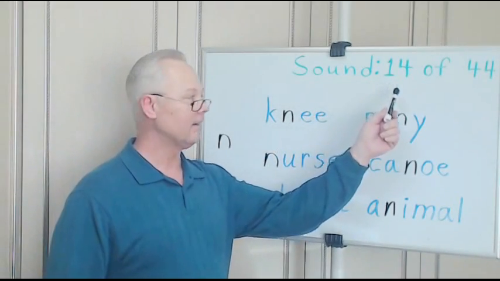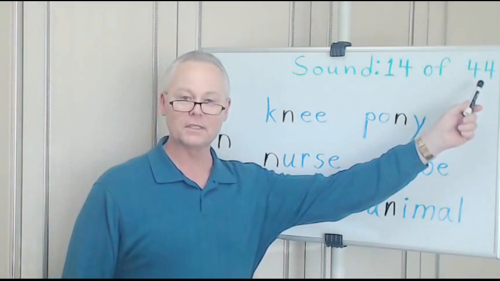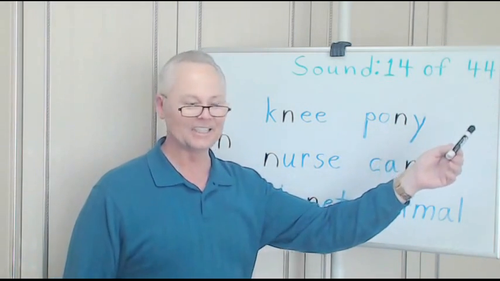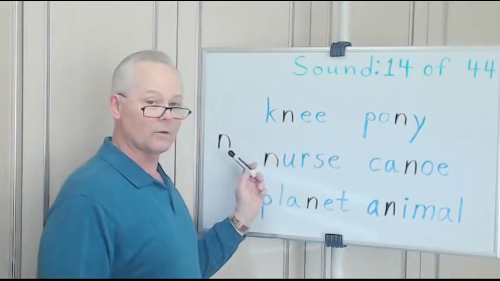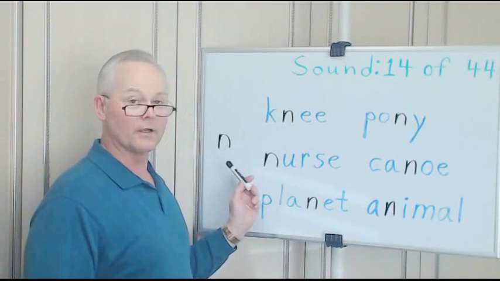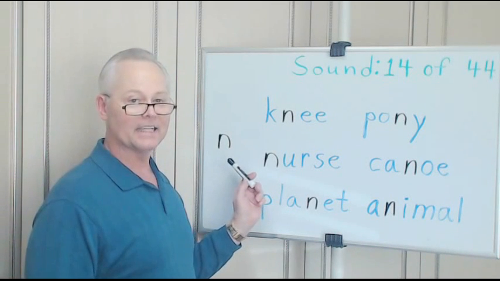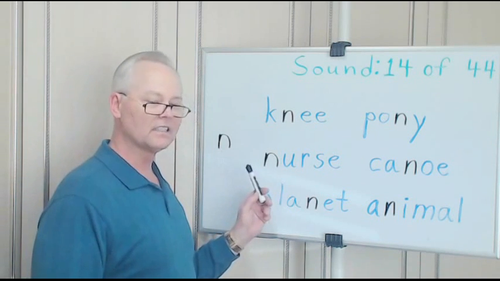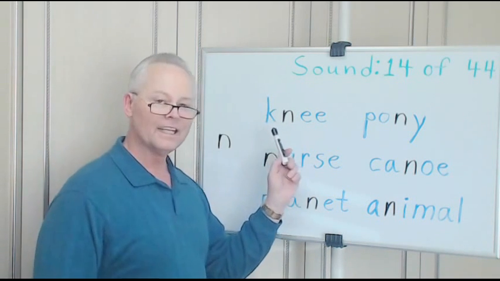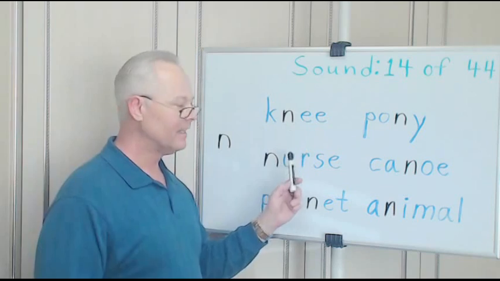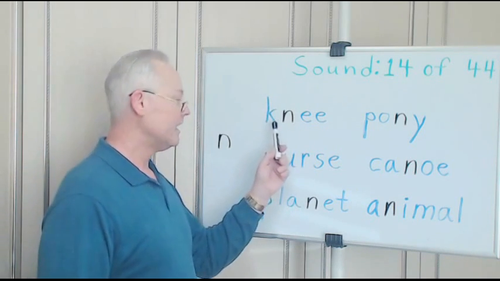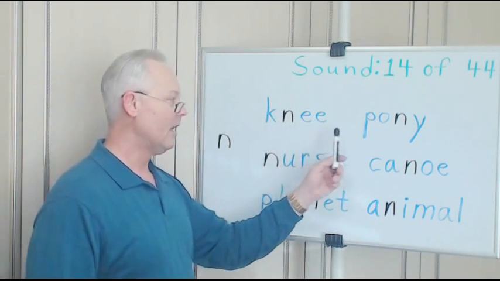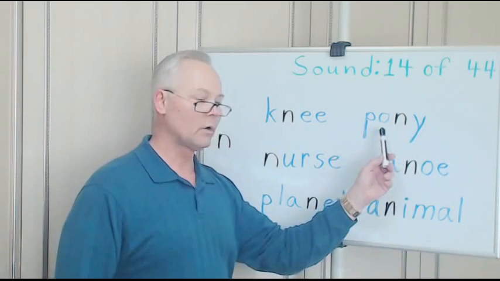Sound 14 of the 44 sounds that make up American English. The sound we have here comes from the letter N. N. And the sound is N. As in the word knee. Knee. The K is silent. Knee. Pony. N.